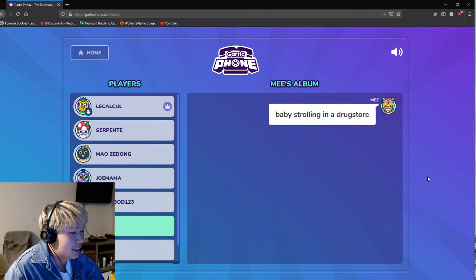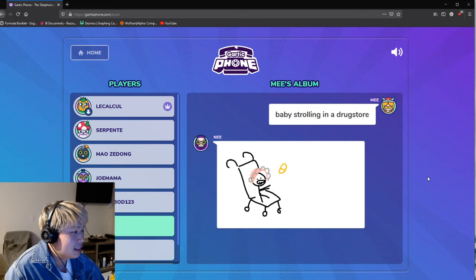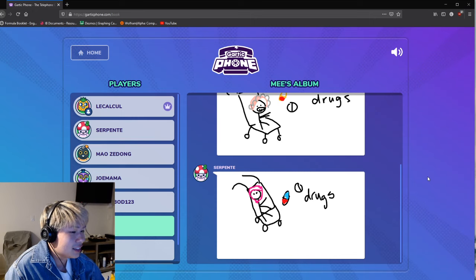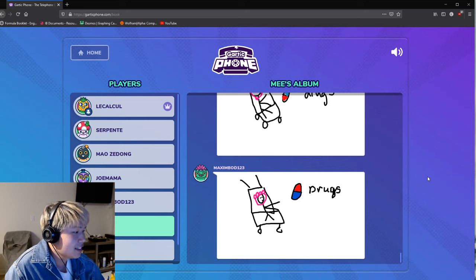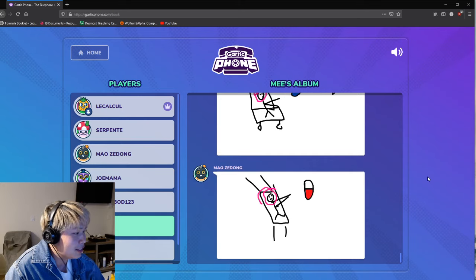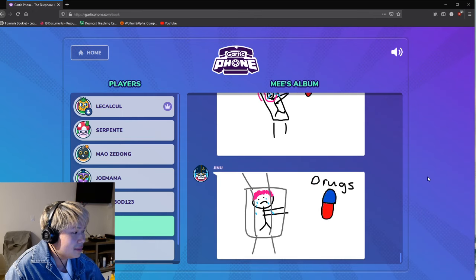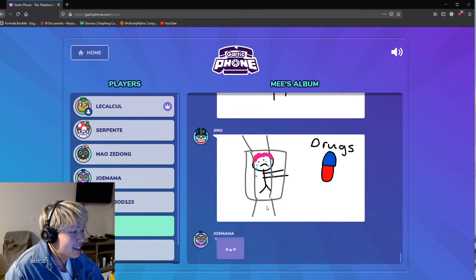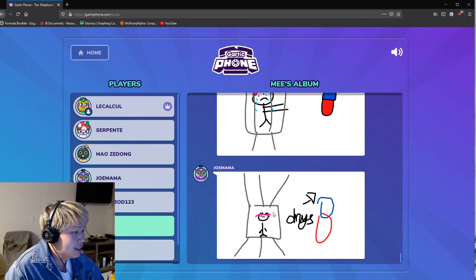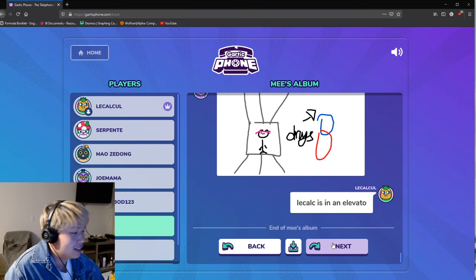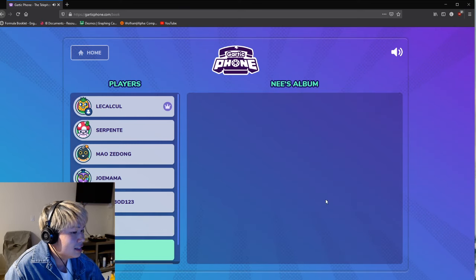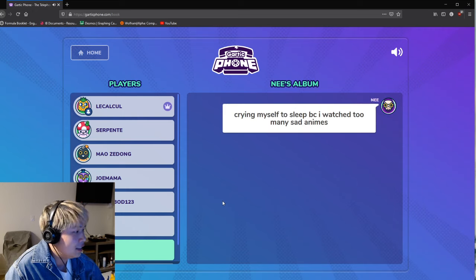Okay, baby strolling in a drugstore. I don't remember drawing this one. Oh wait. Oh no. How did this go so wrong? Right here. Why did you do this? Math help? You need math help, Jenny? I thought this was like me in an elevator considering drugs. Yeah, you're dumb? I thought you're not taking math right now.